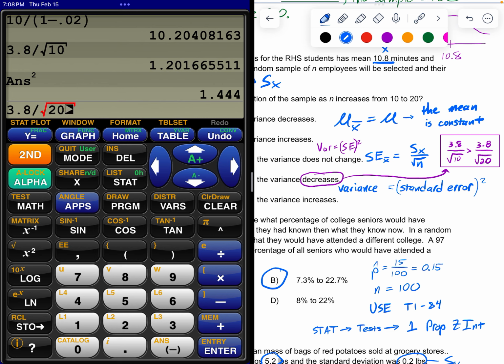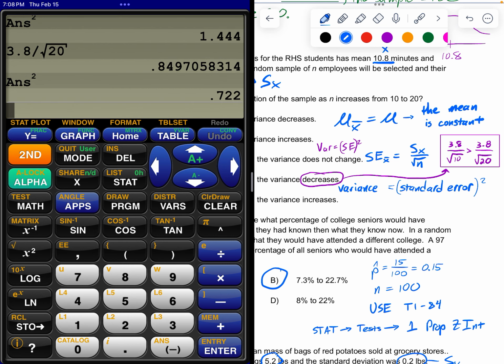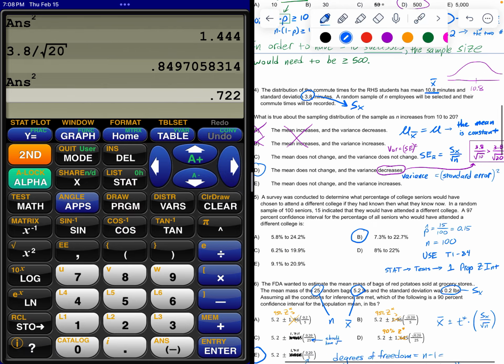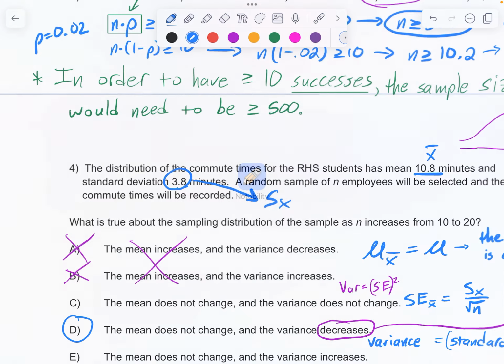let's see, 20. Well, you can compare the very top answer of 1.2 to this one of 0.89. It went down, okay? And that's pretty much all you need. And if you square it, that's technically the variance. So then you compare, that's the variance for sample size 10. That's the variance for sample size 20. So it went down, okay? So it's D.